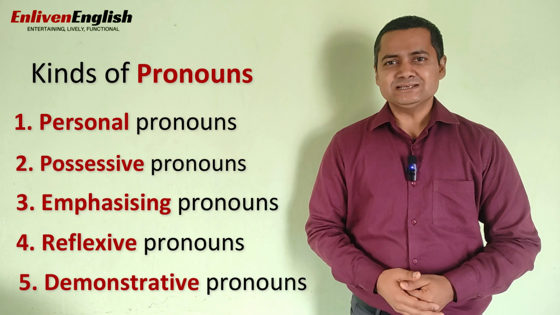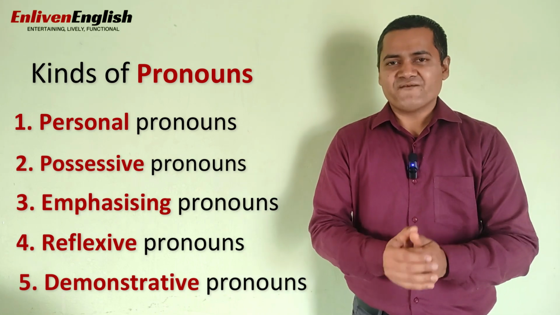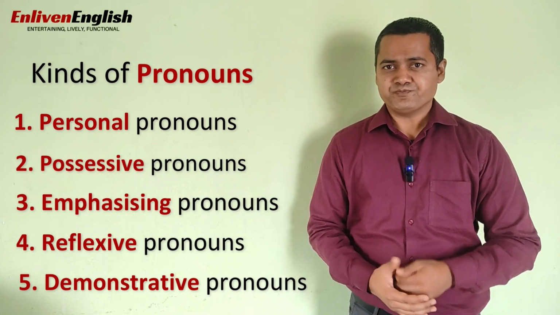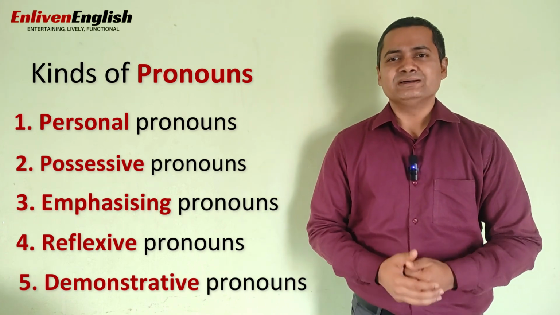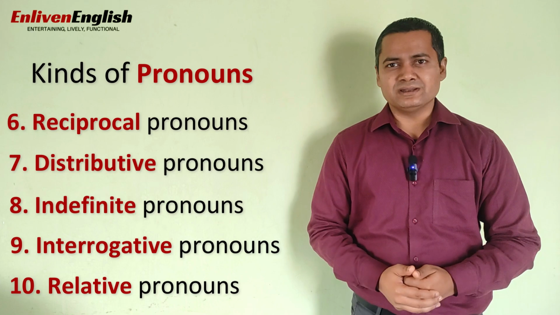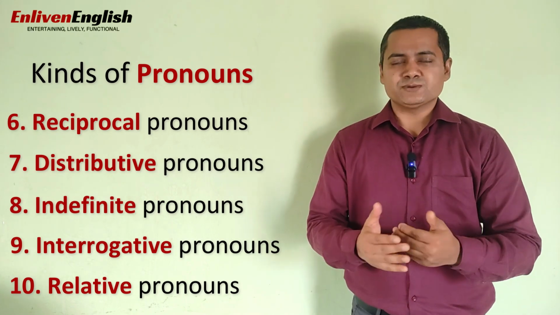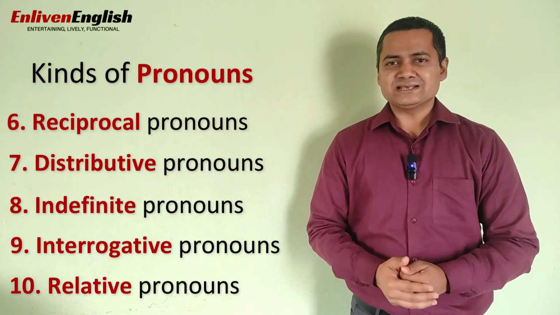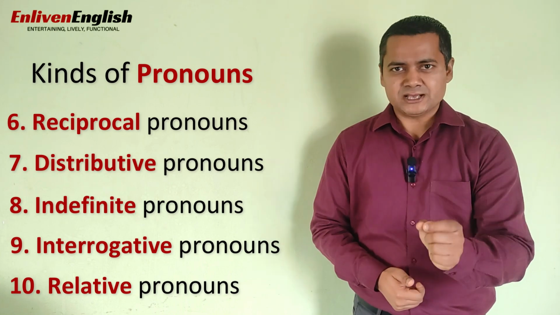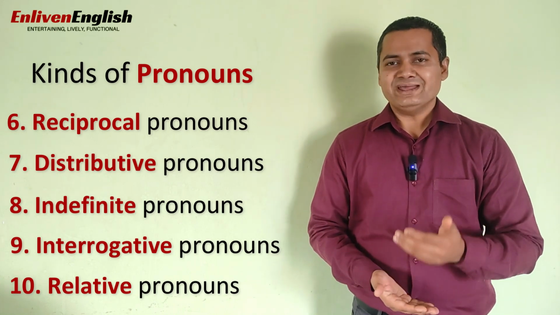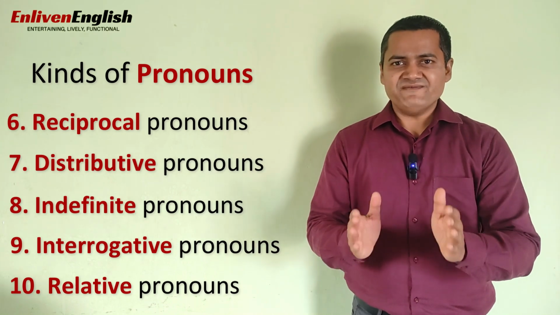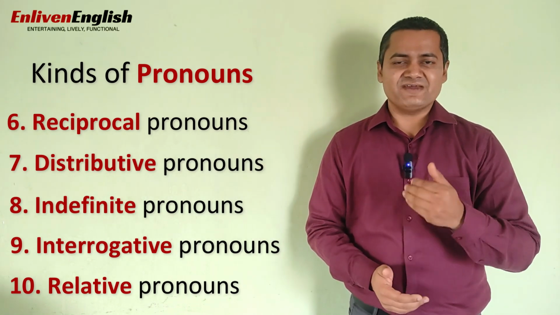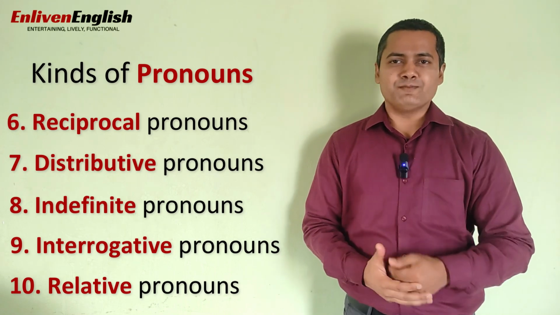In the previous lessons, we discussed 8 of the 10 kinds of pronouns: personal, possessive, emphasizing, reflexive, demonstrative, reciprocal, indefinite, and distributive pronouns. In this lesson, we are going to discuss the last two: interrogative and relative pronouns. If you want to watch the previous lessons, you can follow the link given in the description or above.